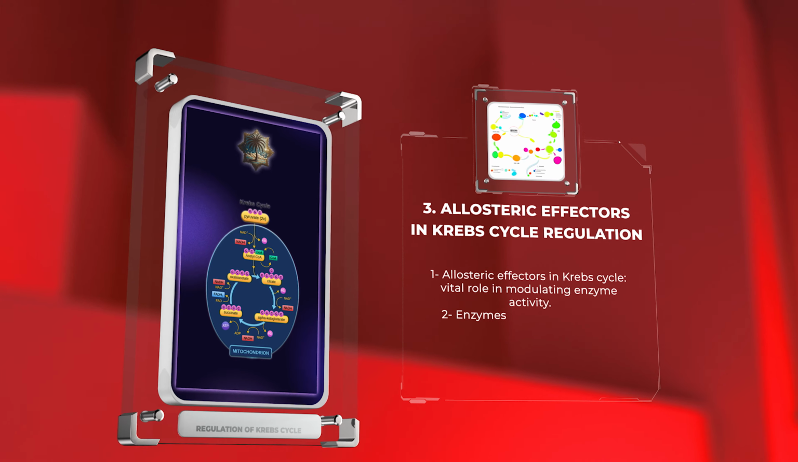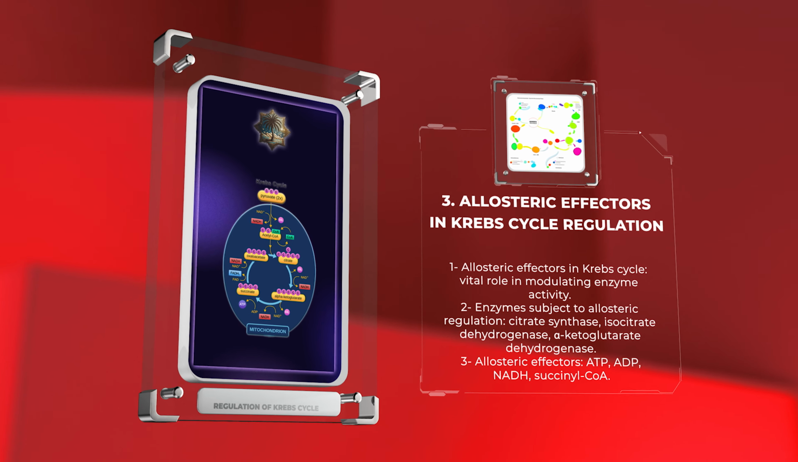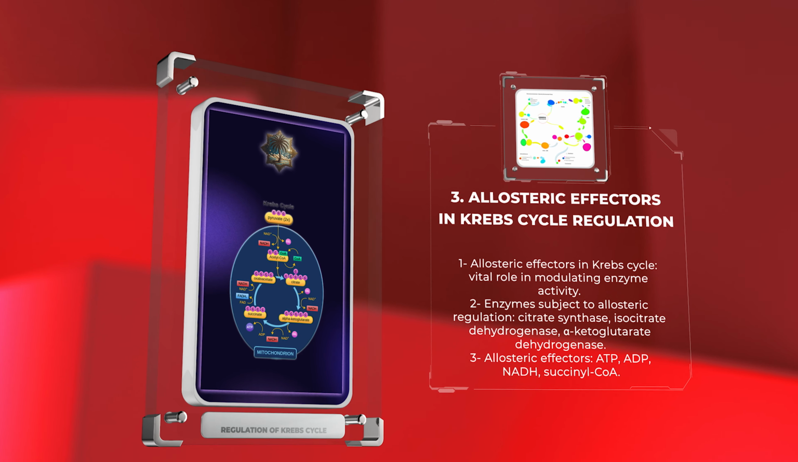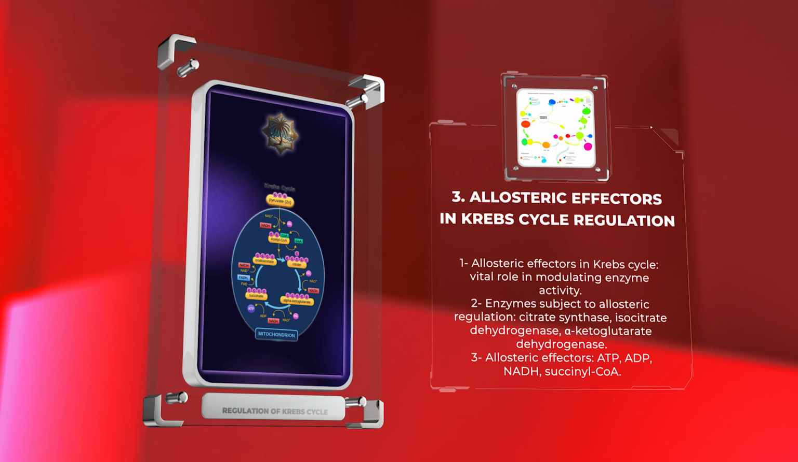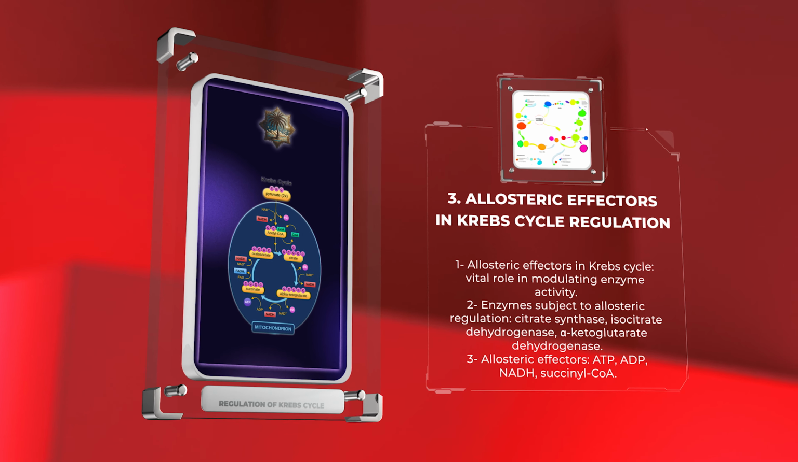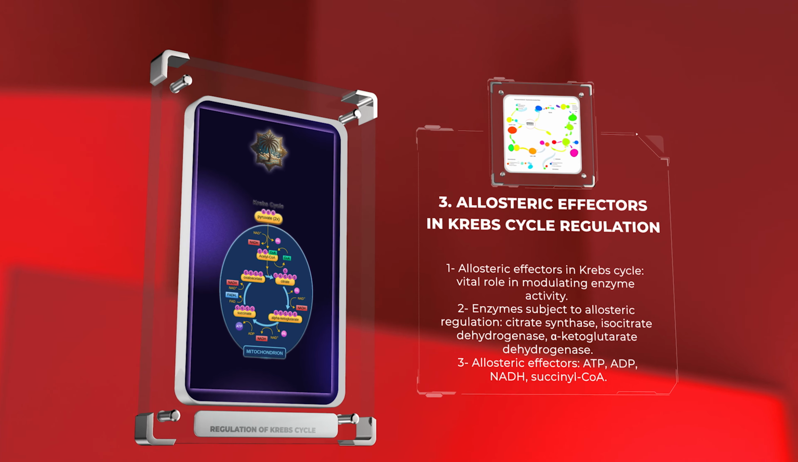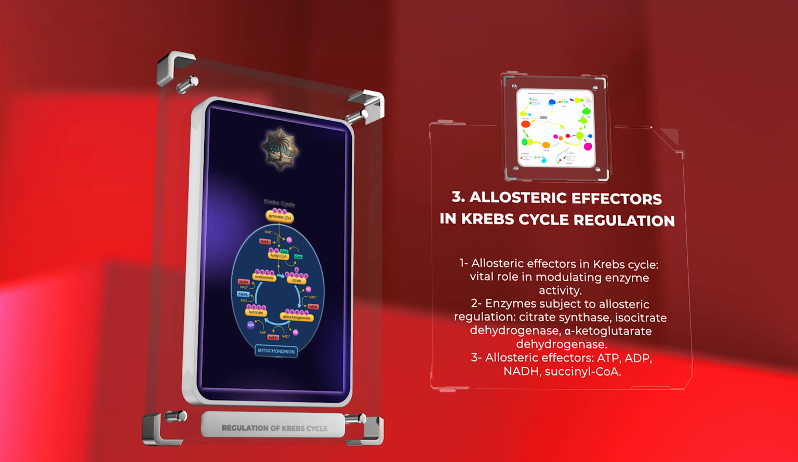Allosteric effectors play a crucial role in modulating the activity of key enzymes within the Krebs cycle. Enzymes like citrate synthase, isocitrate dehydrogenase, and alpha-ketoglutarate dehydrogenase are subject to allosteric regulation by endogenous molecules such as ATP, ADP, NAD, and succinyl-CoA. These effectors can enhance or inhibit enzyme activity, depending on the cellular energy status and metabolic demands.